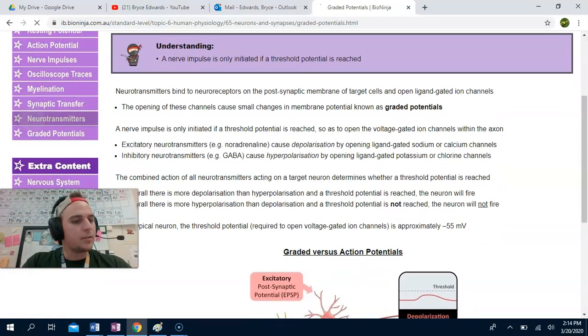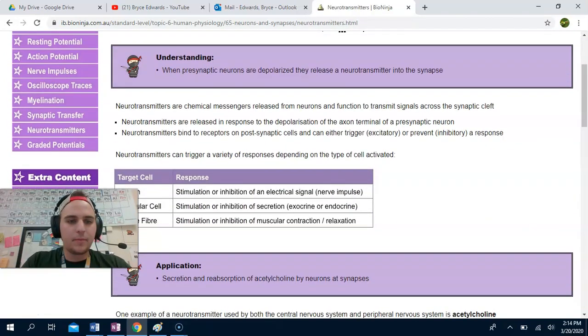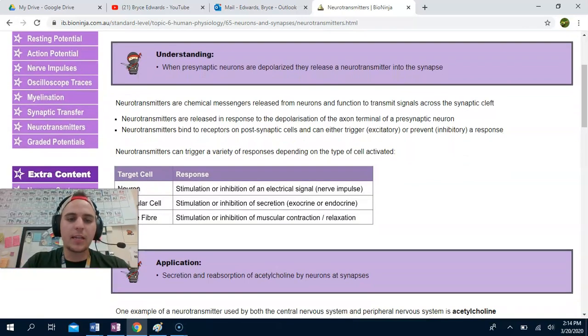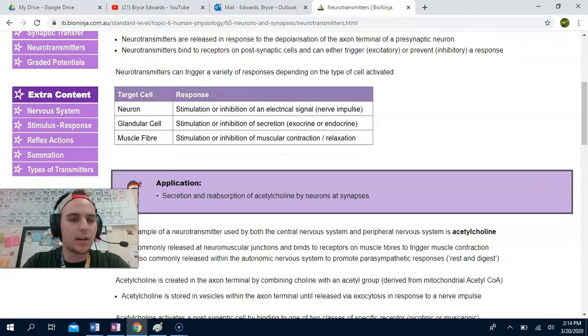Sorry, I actually skipped ahead of myself. There we go. So, neurotransmitters. Like I just said, these are the chemical messengers that are released from neurons. They function to transmit signals across the synaptic cleft. Okay, we talked about that just a second ago.